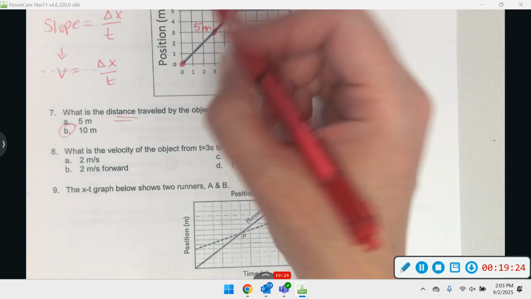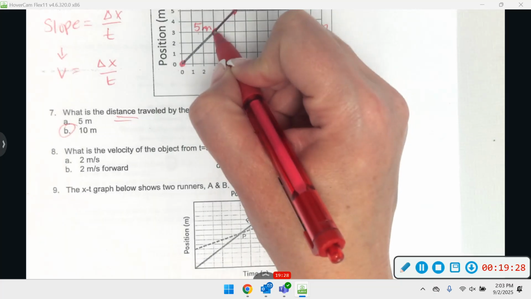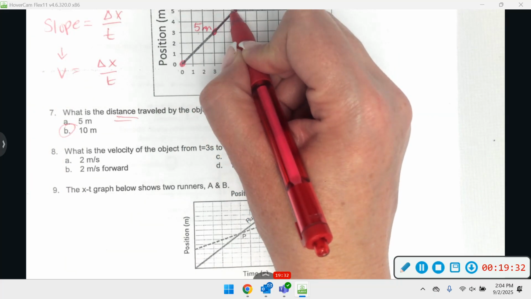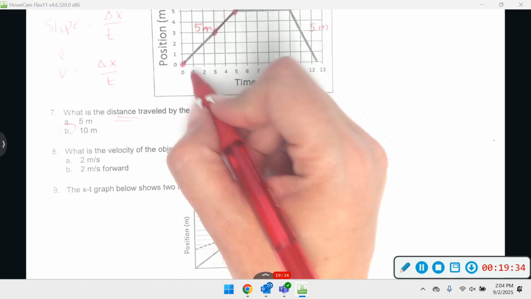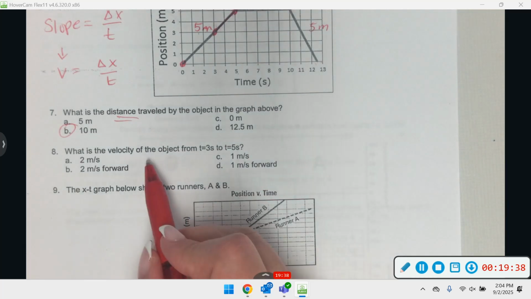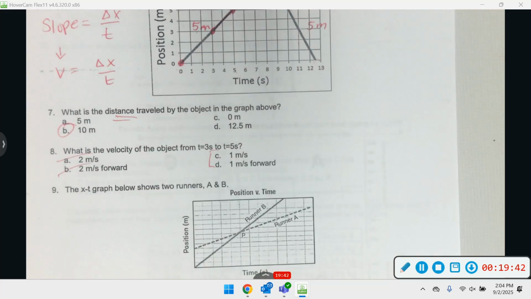So, rise over run. From here to here or from here to here, it doesn't matter. My slope either way is going to be 1 because rise 2, run 2, 2 over 2 is 1. Or if you had done it from here, 5 over 5 is still 1. So my velocity of my object is 1, which means it's either C or D.